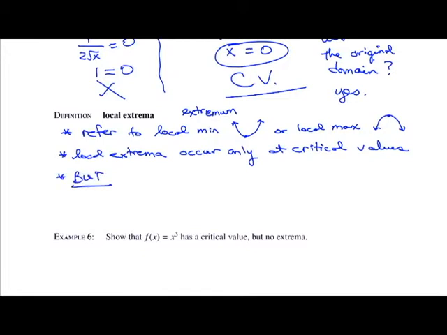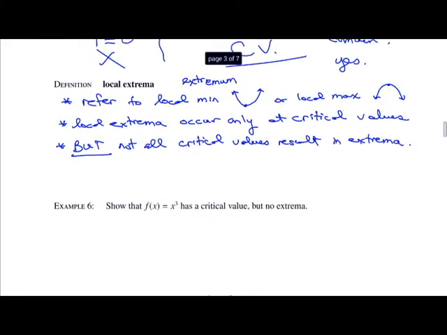But not all critical values result in extrema. Okay? So if you're going to have an extreme, then it has to come from a critical value. But simply because you have a critical value, that does not mean you're going to necessarily get an extreme value. Let's take a look at the example that shows this is the case.